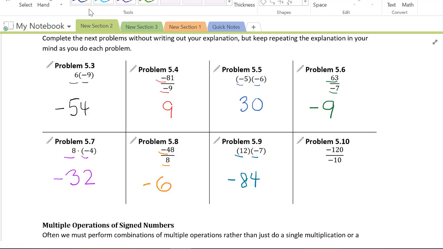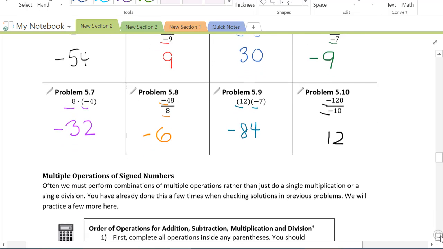And finally, the last one, we have negative 120 divided by negative 10, which gives us 12. And the signs are negative, negative. So the signs are the same, so it's a positive. Okay, let's continue.